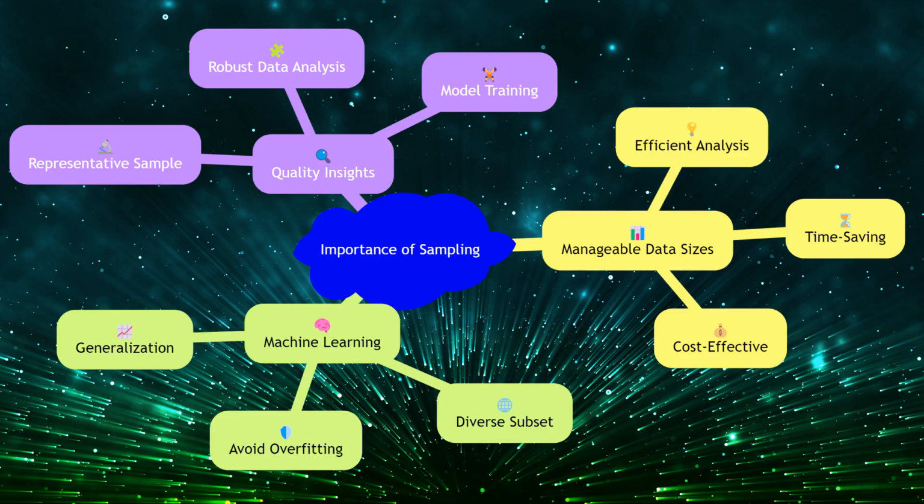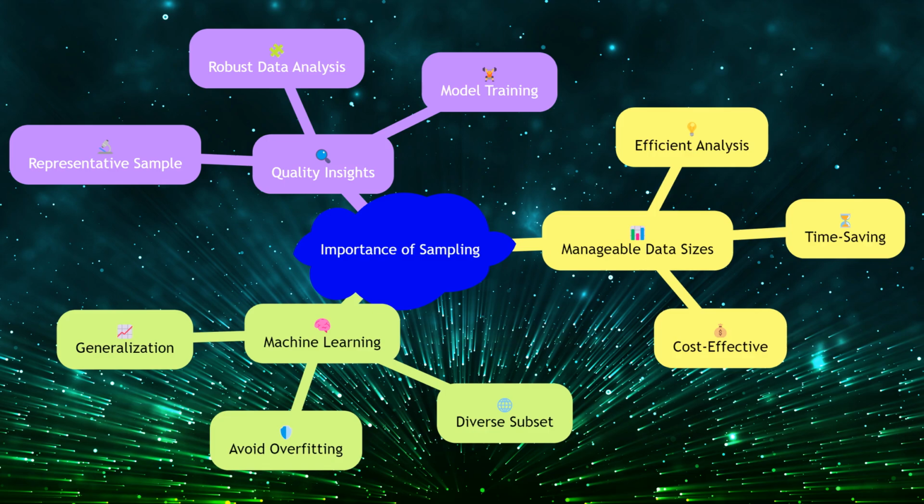Sampling is essential because it allows data scientists to work with manageable data sizes without compromising the quality of insights. Large datasets can be computationally expensive and time-consuming to process. By selecting a representative sample, we can perform analyses more efficiently.